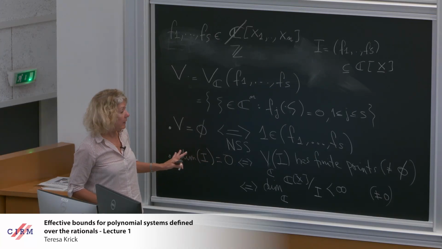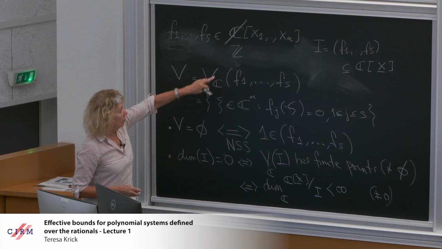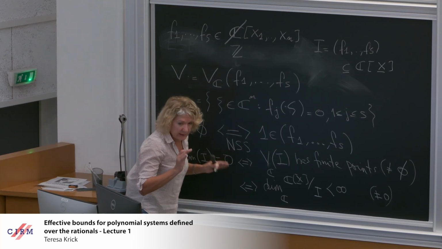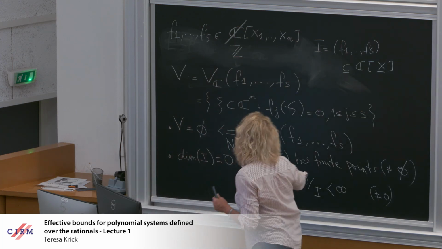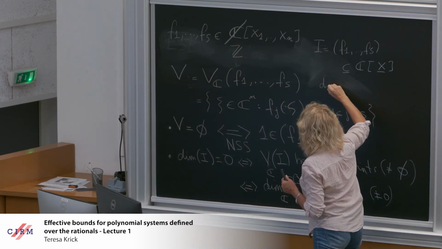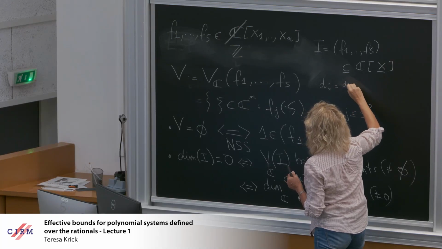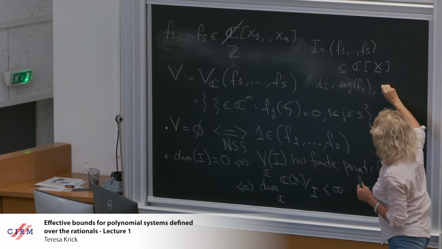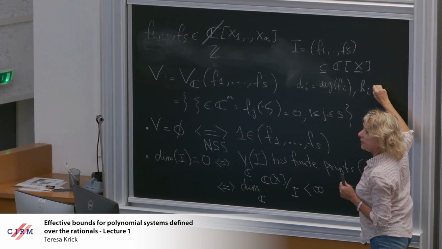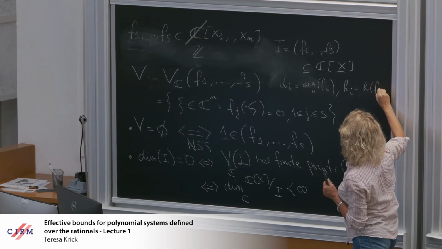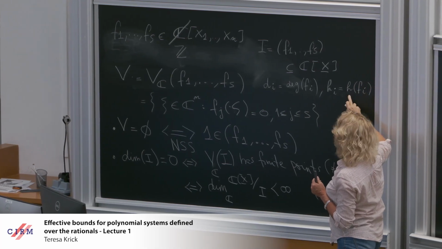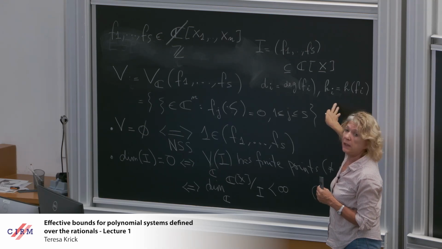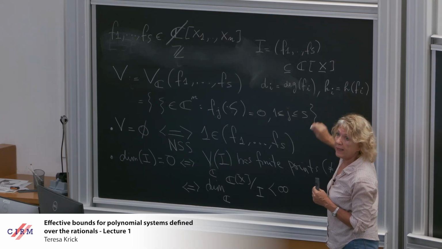Okay? Setting? So soon, as I said, I will consider polynomials with integer coefficients. And under this, well, let's start in general. I will always say that di is the degree of the polynomial fi. And I will call hi, what I said, the height of the polynomial fi. And this is the max log of the absolute value of the coefficients of fi, for any integer polynomial. So when fi is integer.